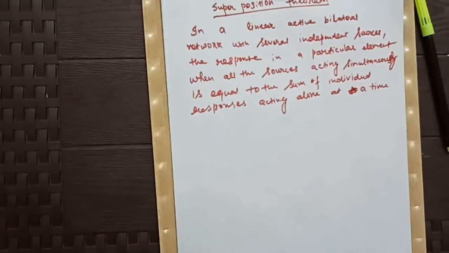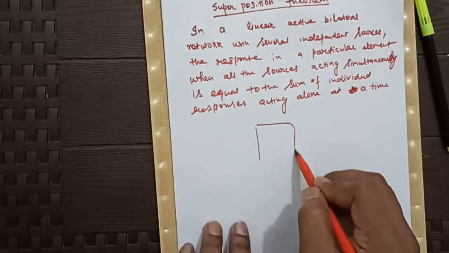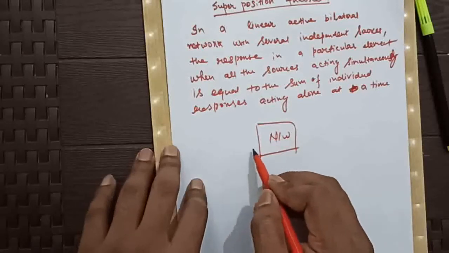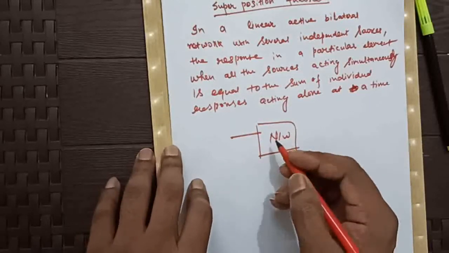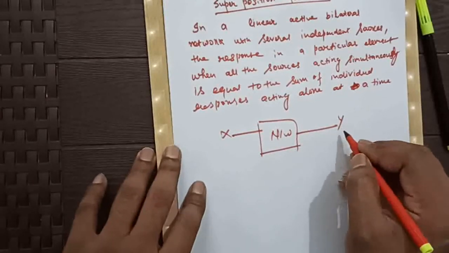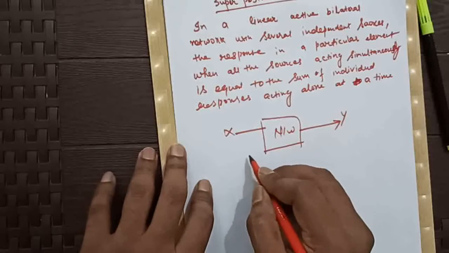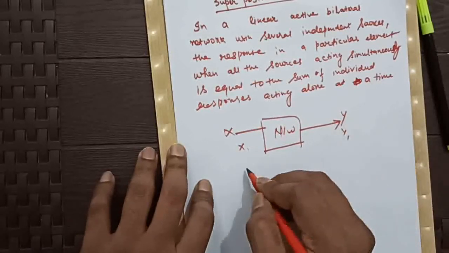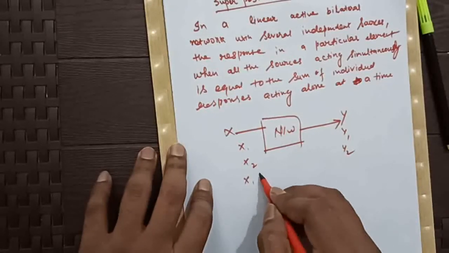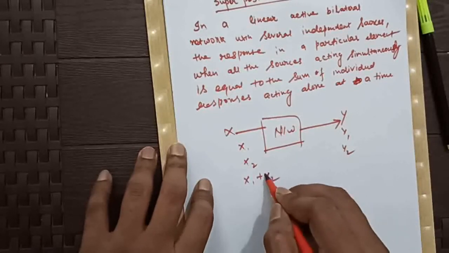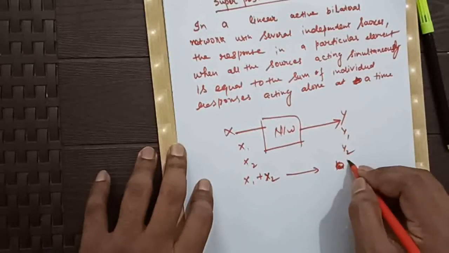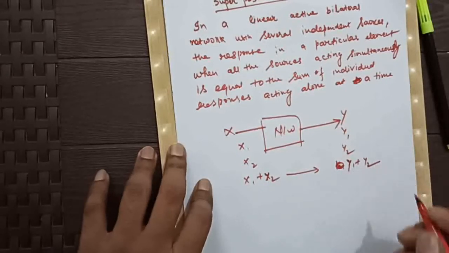Now to demonstrate, it simply states that if we have a network and if x1 is the input, x is the input and y is the response. So if x1 is the input, y1 is the output. If x2 is input, y2 is output. So according to superposition theorem, if x1 plus x2 is the input, then the response can be written as y1 plus y2.